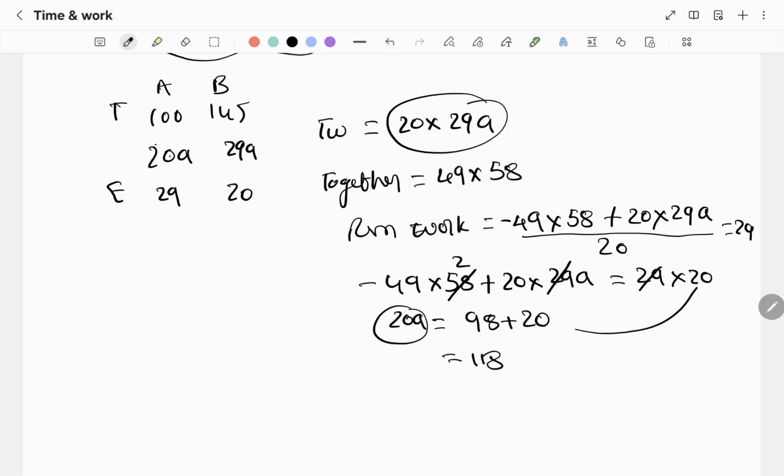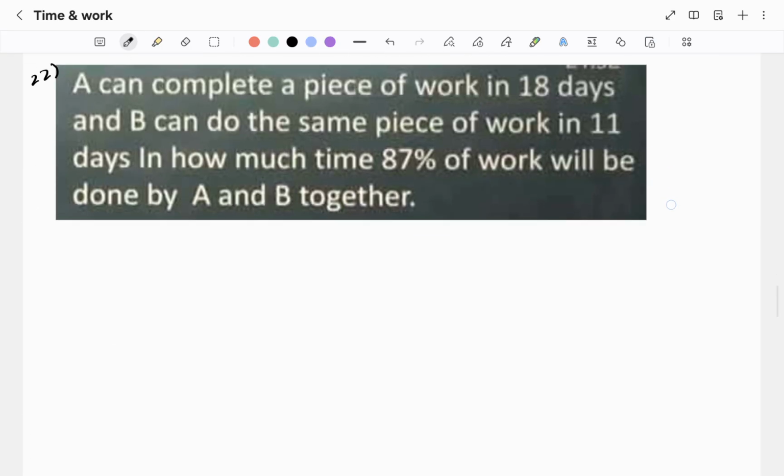Why did I stop at only 20A? See, this A's number of days are 20A. So 20A is equal to 118 days it is taking. Hope you understood this. Next question.